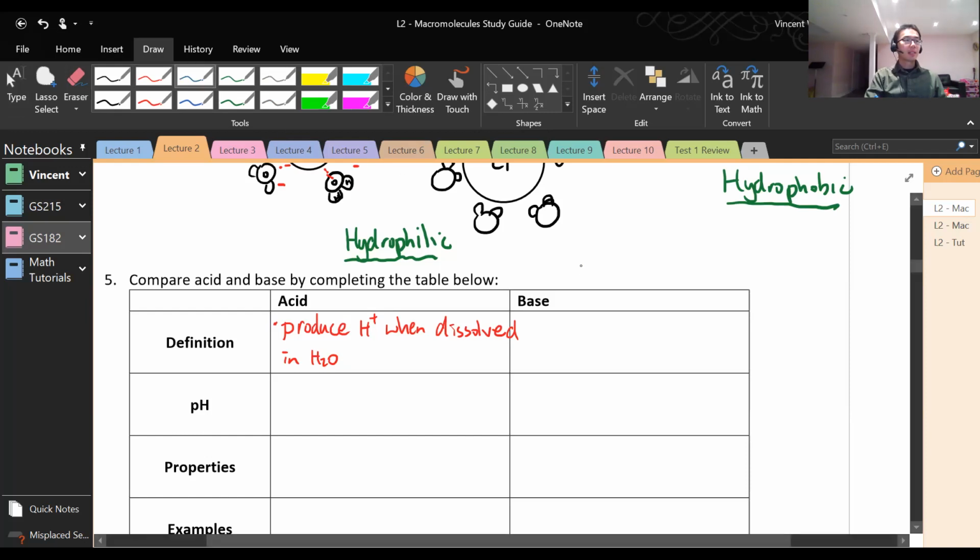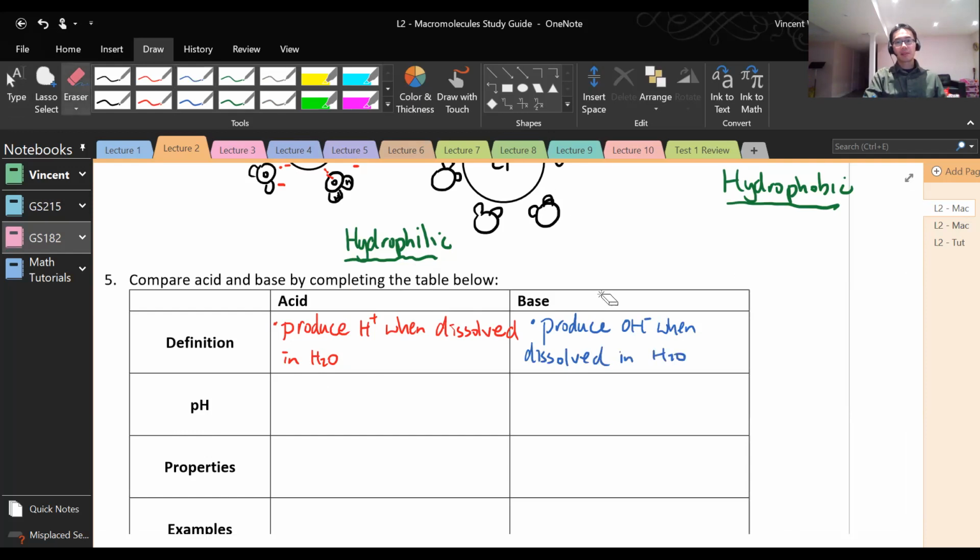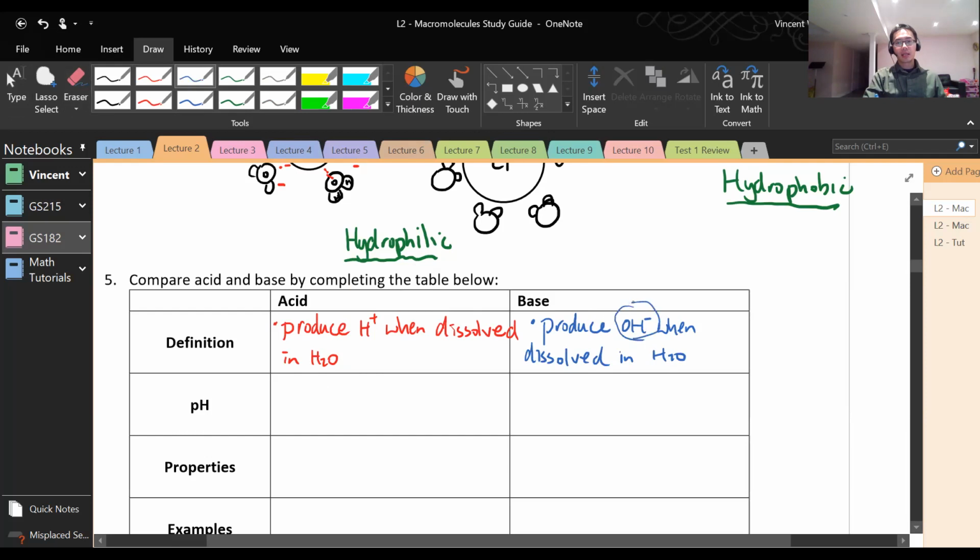On the other hand, H plus is a proton. That's right. So you can say produce protons if you want to, you know, call it by its proper name. A base is something that produces OH minus when dissolved in water. Okay. So this here has a name. This is called hydroxide. Okay, OH minus.